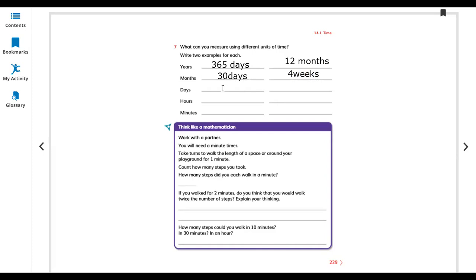In 1 day, we have 24 hours. And hours, we are measuring in minutes. So we can say 60 minutes. And minutes, we sometimes calculate in seconds. We can write 60 seconds. In 1 minute, we have 60 seconds. Okay, boys, done until here. Stopped here.